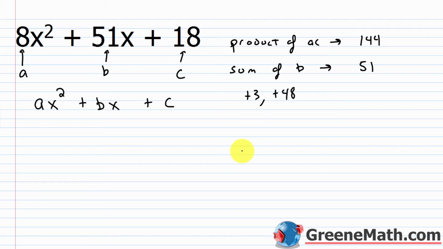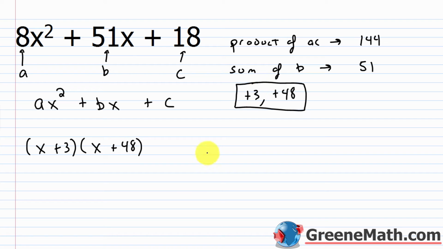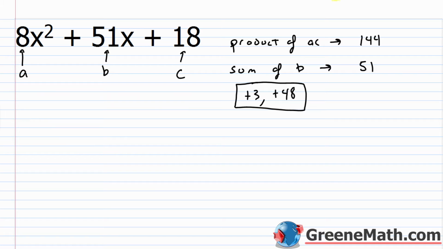So for some of you, you'll stop and you'll say, okay, I figured it out. This is going to be x plus 3, that quantity times the quantity x plus 48, and I'm done. Well, no, not exactly. You need to take this information and use it to rewrite this polynomial. Remember, when we use factoring by grouping, we are generally factoring a 4-term polynomial. So what I want to do is make this trinomial into a 4-term polynomial.